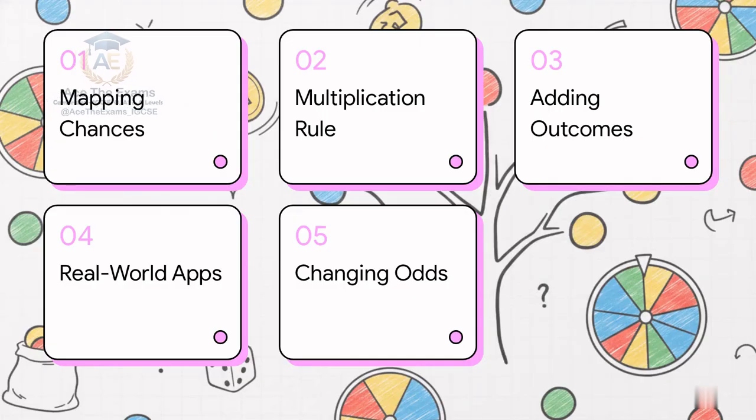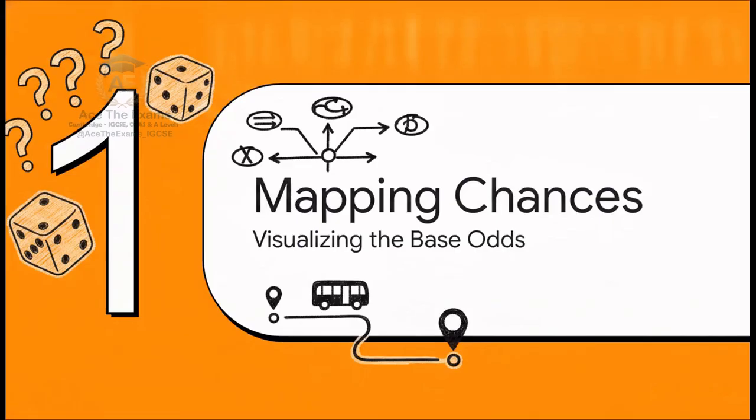So here's our agenda for today. First, mapping your chances. Second, the multiplication rule. Third, adding multiple outcomes. Fourth, real-world applications. And finally, when probabilities change. Let's get started.